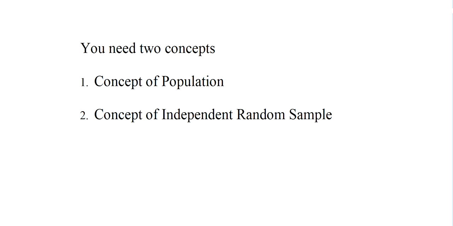Population is a large data set, you can imagine it that way, that consists of all possible sampling units. I encourage you to read the textbook to get a more in-depth concept of population. Now, independent random sample. Random sampling is a method in which you collect the samples in such a way that each unit in the population has the same chance of being selected as a sample. And independent means the samples are independent of each other. They are not related to one another.